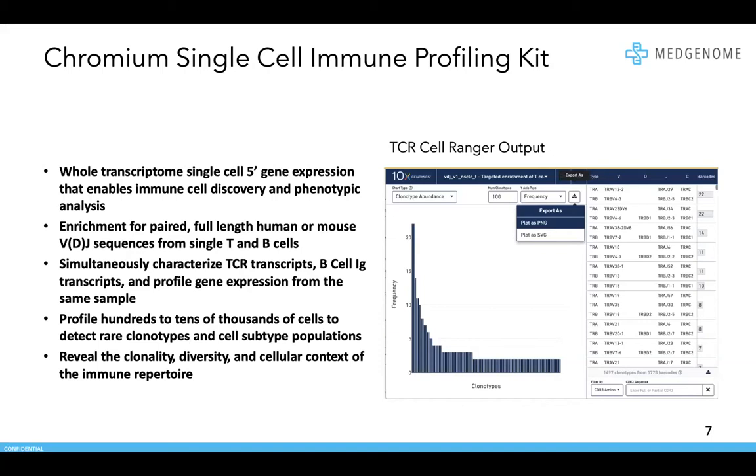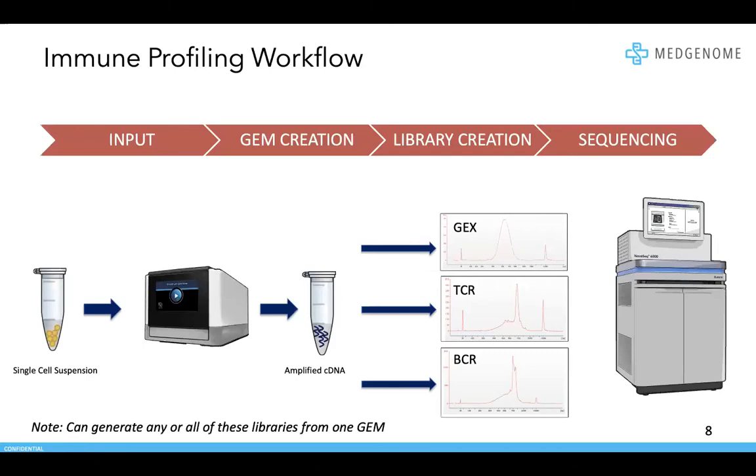The throughput of the system allows for the profiling of hundreds to tens of thousands of cells, which then allows for rare clonotype and cell type population discovery. And finally, revealing the clonality, diversity, and cellular context of the immune repertoire. This could be visualized in Cell Ranger and then further analyzed in Loupe Browser. Actually, this is Loupe Browser. So the workflow looks like this.